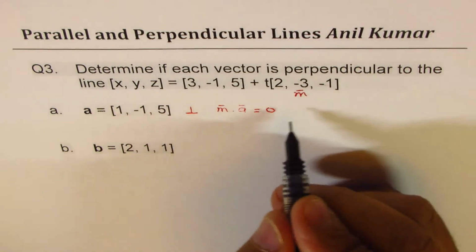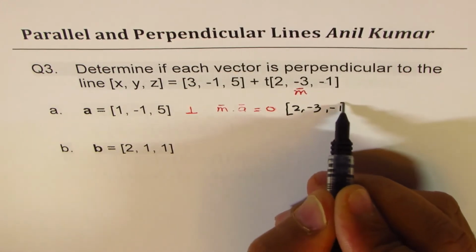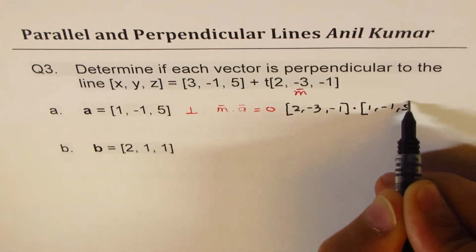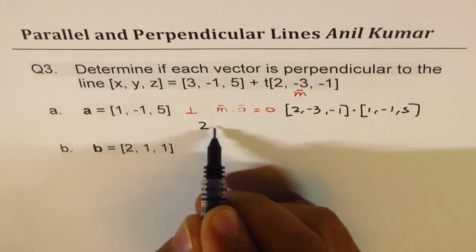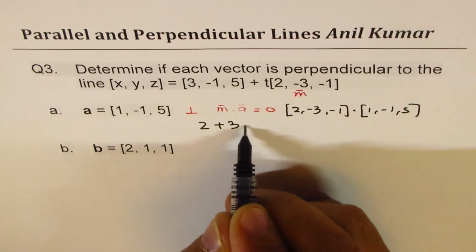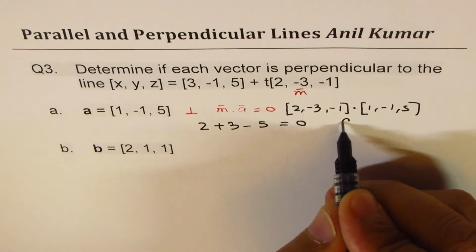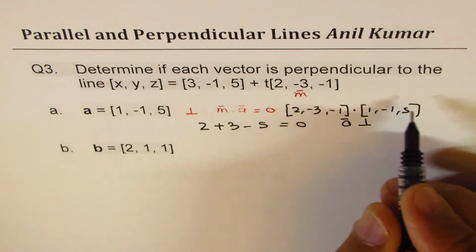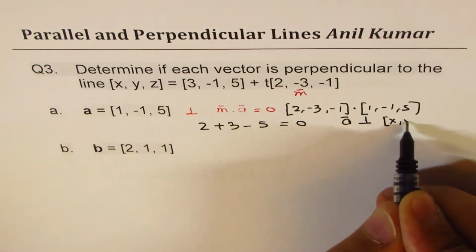Let's begin. So we have here (2, -3, -1) dot (1, -1, 5). So 2 times 1 is 2. Minus 1 times minus 3 gives me plus 3. Minus 1 times 5 gives me minus 5. That is indeed 0. And therefore, we can write that A is perpendicular to the given line, right? So we can say to the line XYZ.